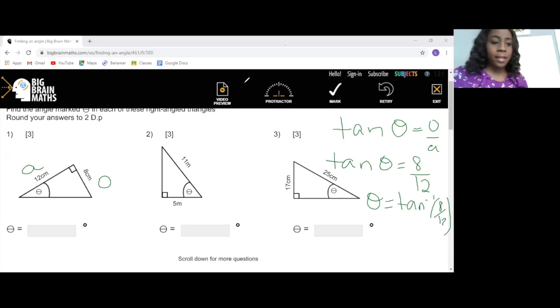And I'm going to put that in my calculator. I'm using my phone: 8 divided by 12. Then I press second function and then tan inverse. And I am getting theta is equal to 33.69 degrees. Remember, the question asks us to round to 2 decimal places.